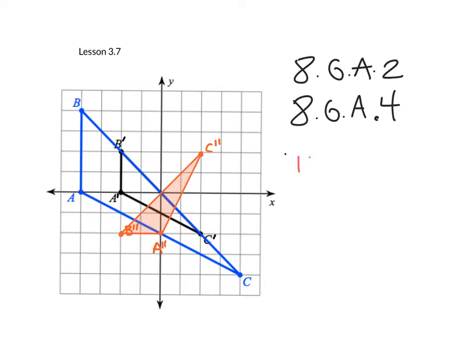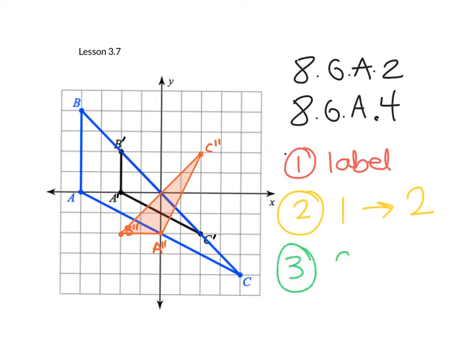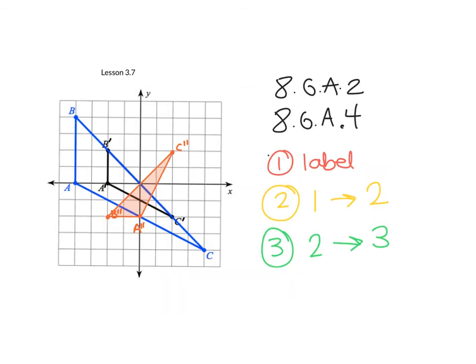So same 3 steps. Step 1, we're going to label the shapes. Step 2, we're going to look at shape 1 to shape 2, look at how that was transformed, and then our final step is looking from shape 2 to shape 3 to see how it was transformed as well.